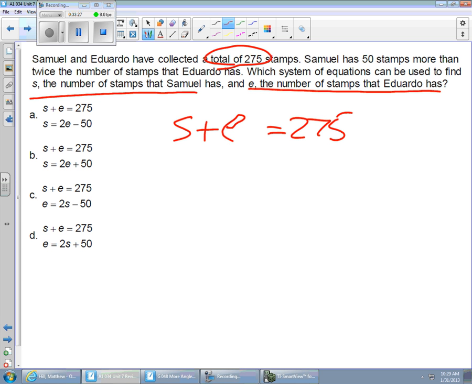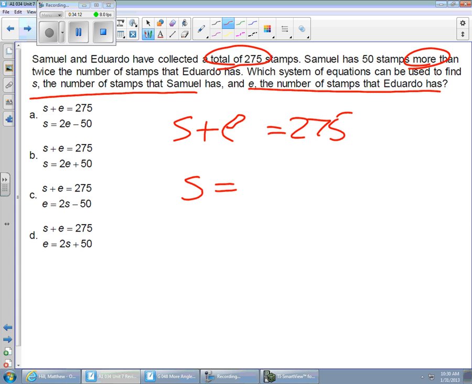Samuel has 50 stamps more than twice the number of stamps that Eduardo has. Now they identify that Samuel has more. Usually when this happens, the one that is more is on its own side of the equation. Not always, but usually. So I'm going to at least start with that and then see if I can make the rest of the equation make sense. We're going to use Eduardo to build up to where Samuel is at. Samuel has 50 stamps more.